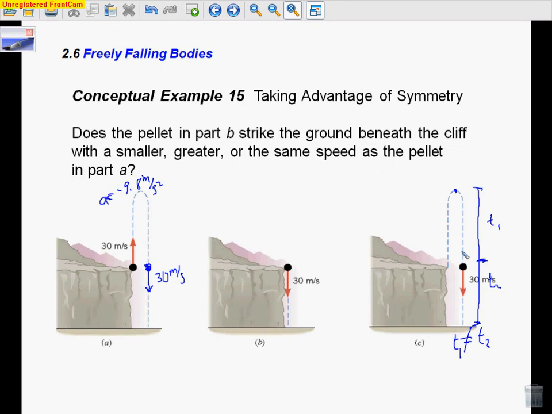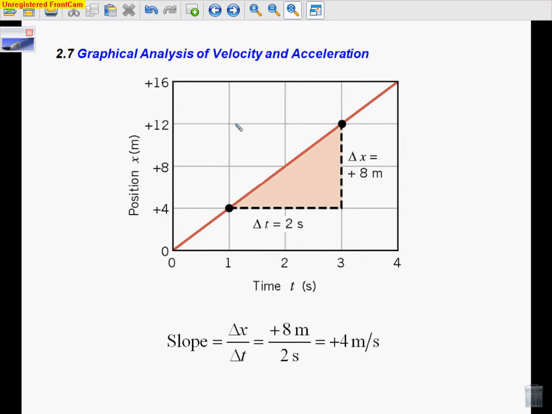Alright, so let's move on now and talk about some graphs. Here is an example of a graph of position versus time. Time is always going to be our independent variable when we're graphing things with time, so that's going to go on the x-axis. That's because time does not depend on the position. The position of the object depends on what time it is. So that's one way you can think about it.